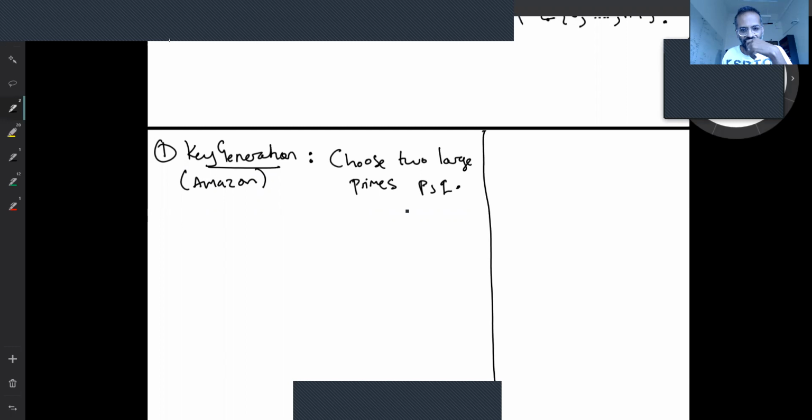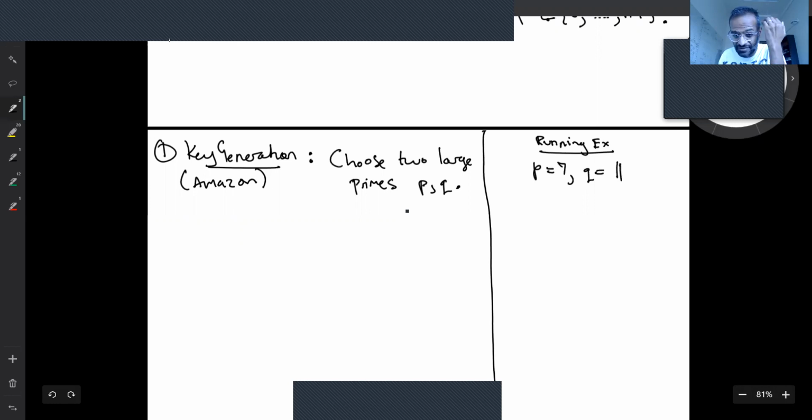So on the right-hand side, here's a running example. I'm not going to choose big prime numbers because I want to be able to write them on this page. So the primes in my running example are going to be 7 and 11. In practice, the primes would have hundreds of digits. It'd be really big prime numbers.